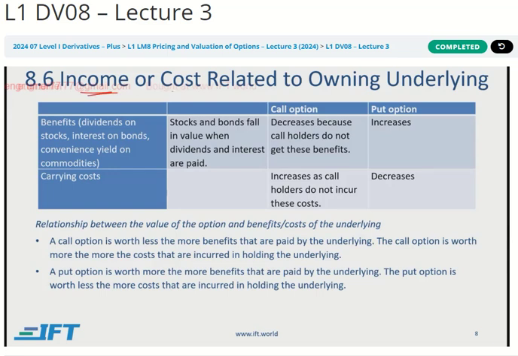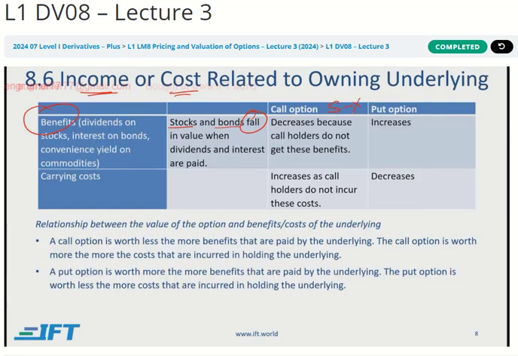Next is income or cost related to owning the underlying asset. Let's talk about income first, or benefits. Now, naturally, if there are stocks which are paying dividends or bonds which are paying coupon payments, once those payments are made, the value of the stocks and bonds fall. Because naturally, once the payment is made out, then the value which was accruing in the stock or bond will fall, and this decreases S.